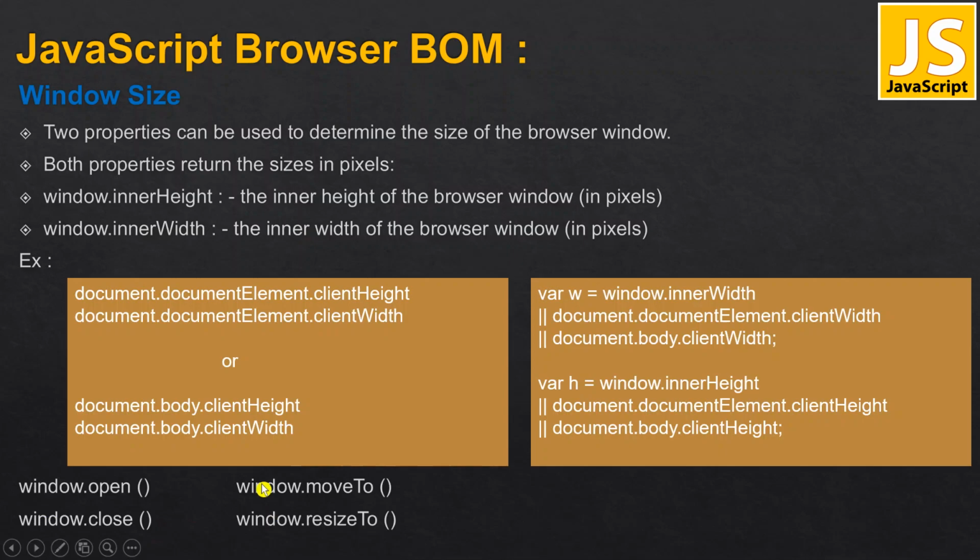Similarly, we have some methods called window.open, window.close, window.moveTo and window.resizeTo. All these methods are related to the window object. Open will open a new window, close will close the current window, moveTo will move the current window to the specified position on the screen, and resizeTo will resize the current window to our specified width and height. Let us see all these things in practical.